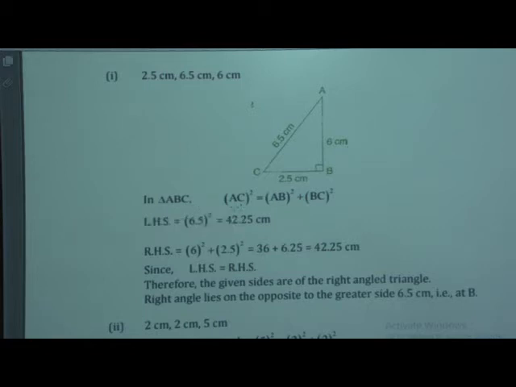In that, AC square is equal to AB square plus BC square. So what is LHS, that is the left hand side? That is 6.5 square. AC is given to us as 6.5, and since it is a square, we have to multiply it 2 times. 6.5 multiplied by 6.5 we get 42.25. So what will be RHS?